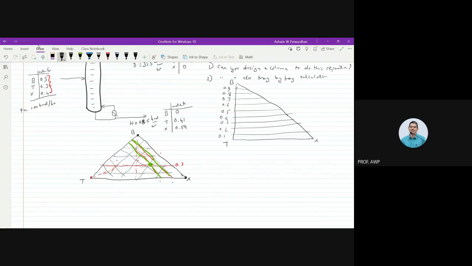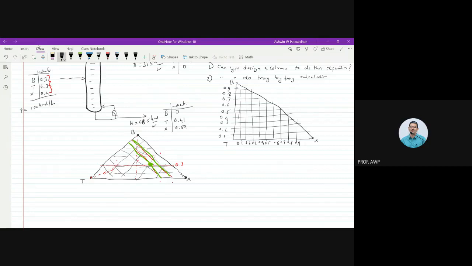And in the same way toluene, it is now easier. 0.1, 0.2, 0.3. In terms of xylene, now it will be the other vertex. 0.1, 0.2, 0.3, 0.4, 0.5, 0.6, 0.7, 0.8, 0.9, and 1 of xylene.